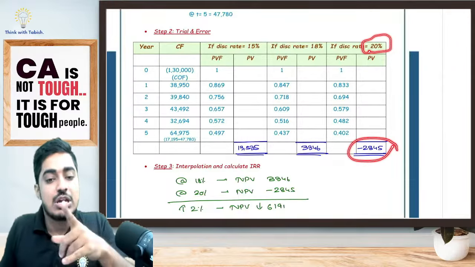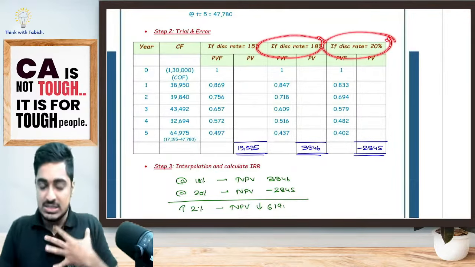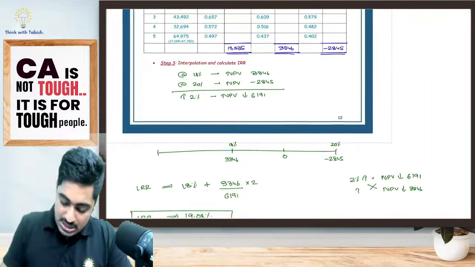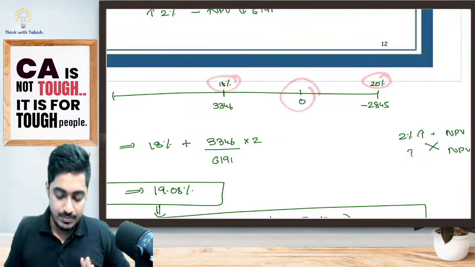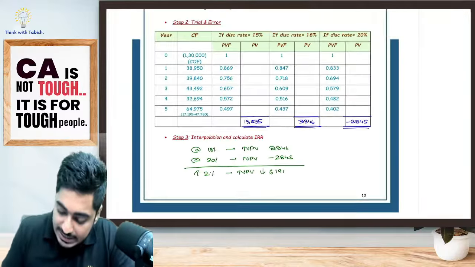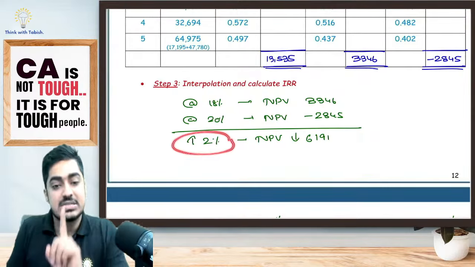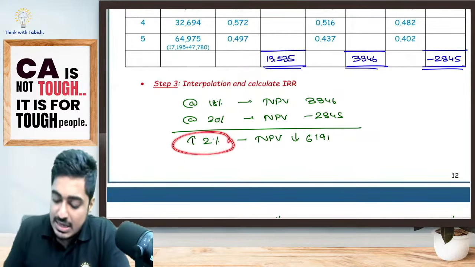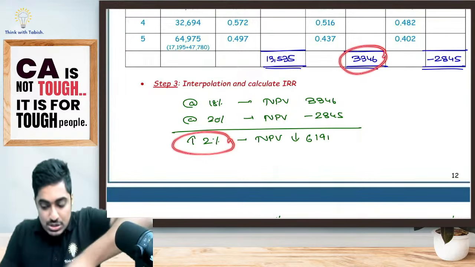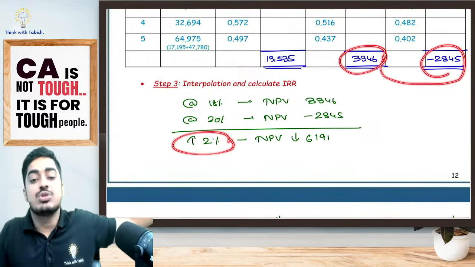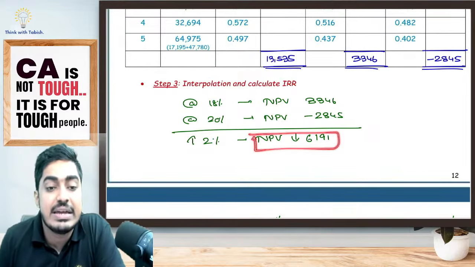That means the return I'm earning is between 18 and 20. How much exactly, I want to know. If I increase the rate by 2%, from 18 to 20%, what happens to my NPV? NPV was 3,300 something. It came down, it went to 0 and then to minus 2,800. That is, my NPV reduced by 6,191.